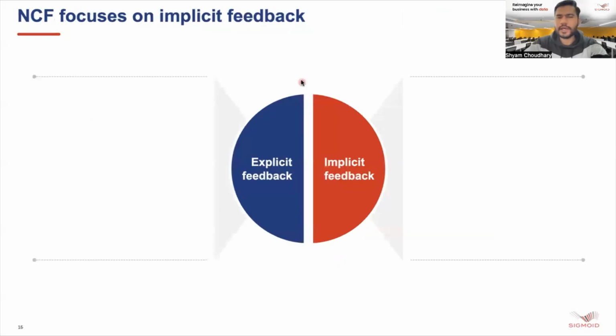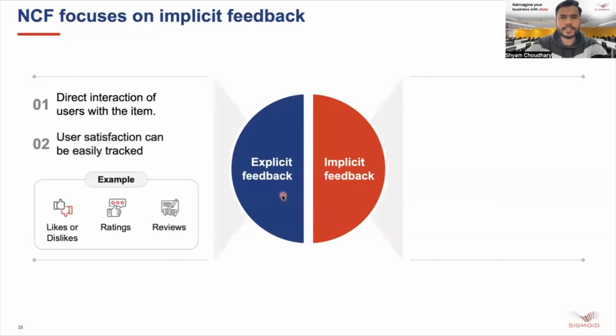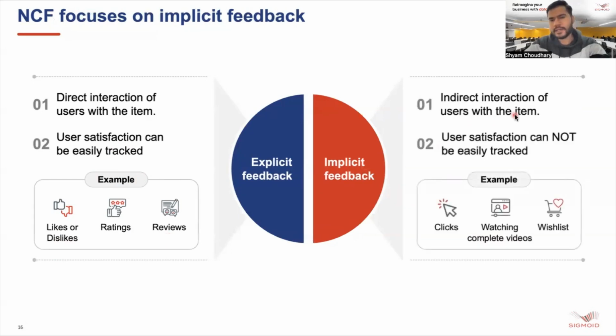Before moving on to the architecture of NCF, let's discuss the types of feedback that we receive from users. We have explicit feedback and implicit feedback. Explicit feedback includes direct interaction of users with items, and these are easy to capture. Examples include likes or dislikes, ratings, reviews, etc. On the other side, implicit feedback includes indirect interaction of users with items, and user satisfaction is not that easy to track here. Examples include clicks, watching videos, the amount of time you have watched a video, the wish list you have, etc. And NCF focuses on implicit feedback.